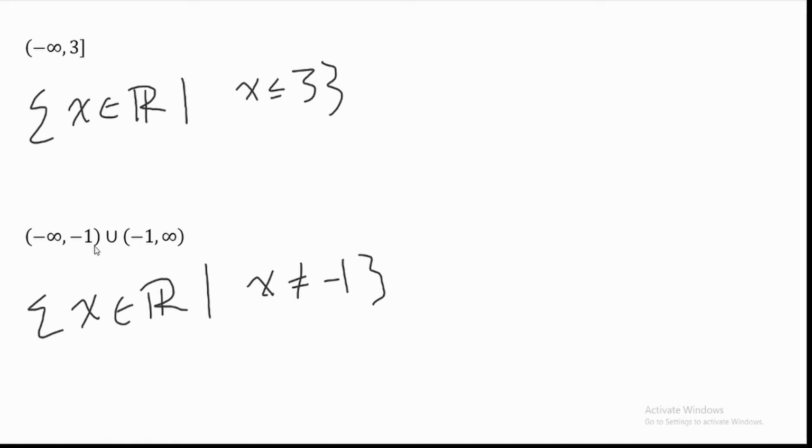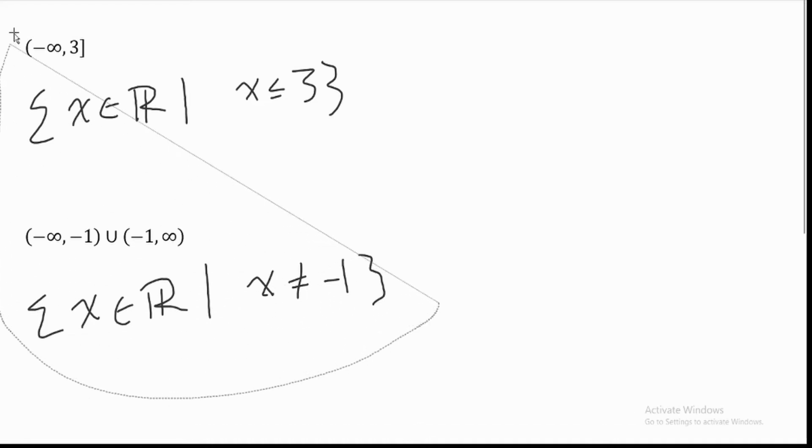because observe, we go through every single value here except for -1, right? Because this is an open bracket, not a closed bracket, right? So hopefully that was pretty simple. And we're going to do some examples with converting set builder notation to interval notation.